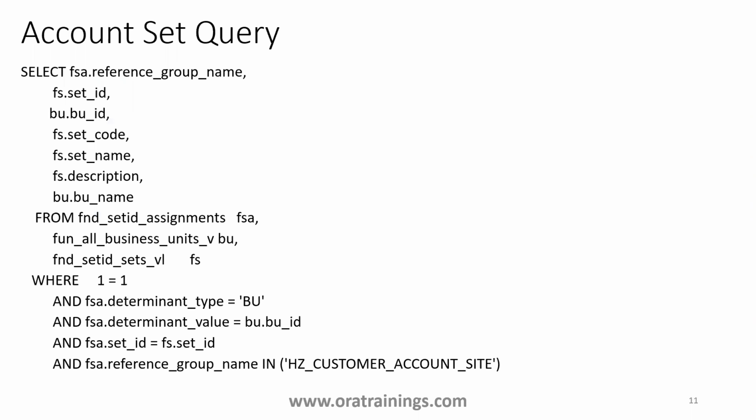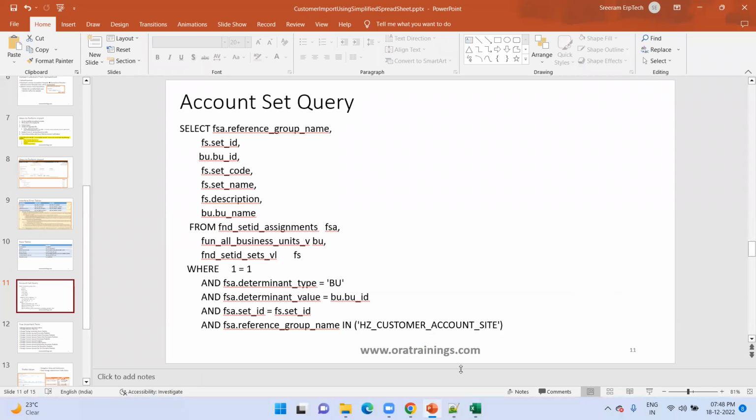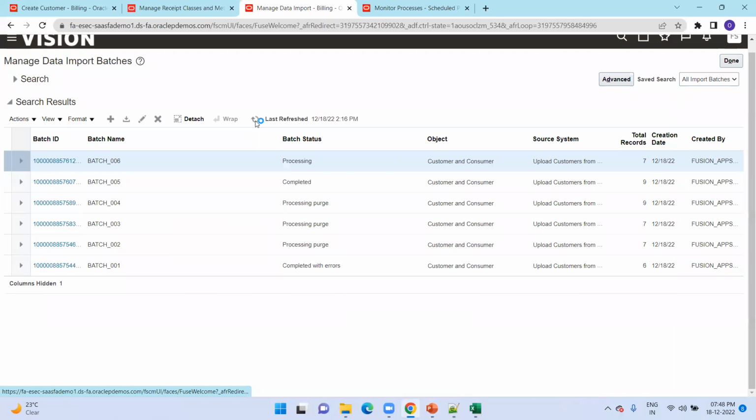Okay, now another thing: if you observe the account address set, while loading the account address set I just mentioned US1 BU set. But in your real-time requirement, if you want to find out which address set you have to mention for a particular BU, we can just make a note of this particular query. Using this, you can find out which address set you have to mention for which BU you are loading it. Okay. Now let's navigate back to the instance to see if it's completed or not.